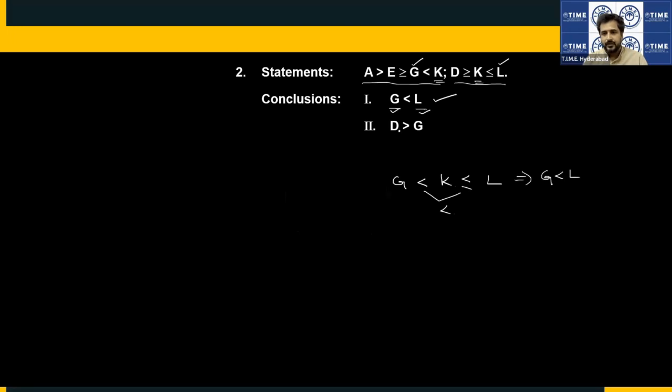Conclusion 1 follows. Now conclusion 2 is between D and G. To combine D and G, the common term is K. Let's take the K and put D and G on either side. What is the relation between D and K? D is greater than or equal to K. The relation between K and G: G less than K is as good as K greater than G. Now greater than or equal to and greater than leads to greater than. So the relationship between D and G is D greater than G, and here also we have been given D greater than G. So 2 follows. So 1 follows and 2 follows. Both 1 and 2 follow, choice 5.